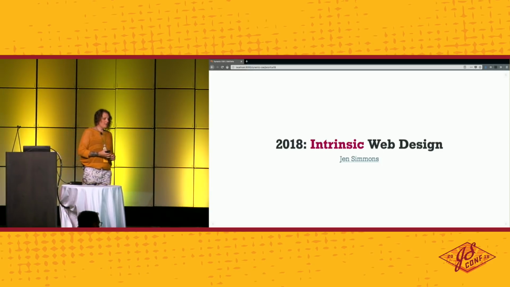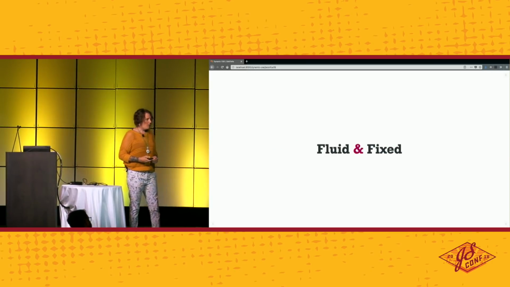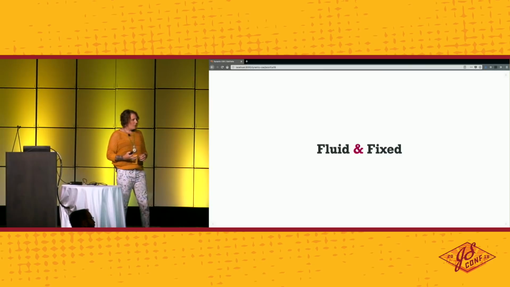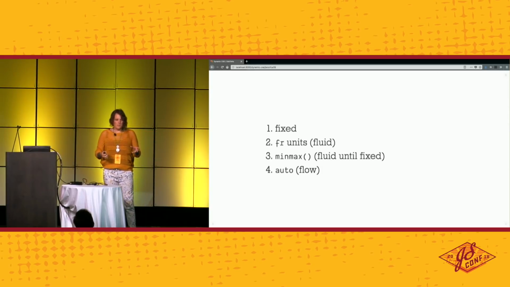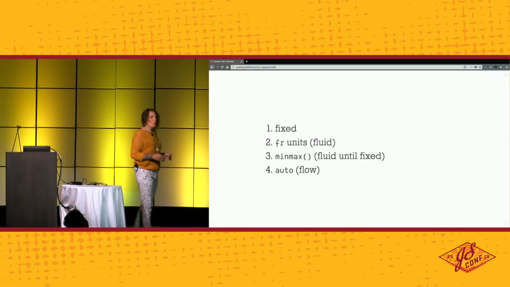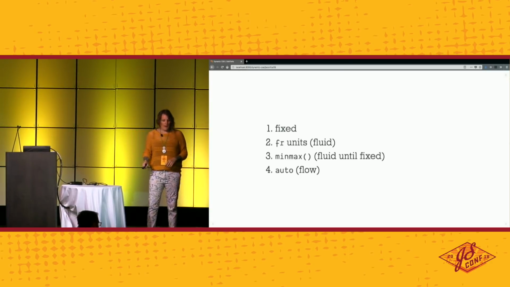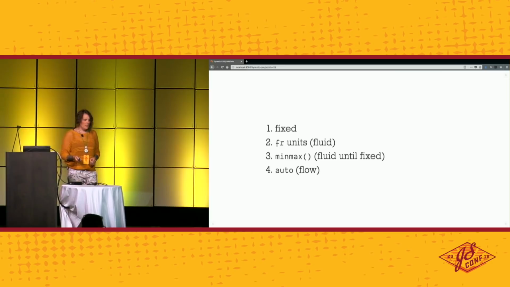So Jen Simmons, who's been doing lots of the work on the grid spec and on informing people about it, has started to call this intrinsic web design, the next step after responsive. So instead of just being fluid, it's both fluid and fixed. We can mix the two now. They can live together. We're dealing with stages of squishiness. So something can be fixed, or it can use fractions to take up remaining space to be somewhat fluid. We can use min-max to let something be fluid until it is fixed. And we can use auto to return to the flow. So we've got all these different stages of how we're handling squishiness in our elements.